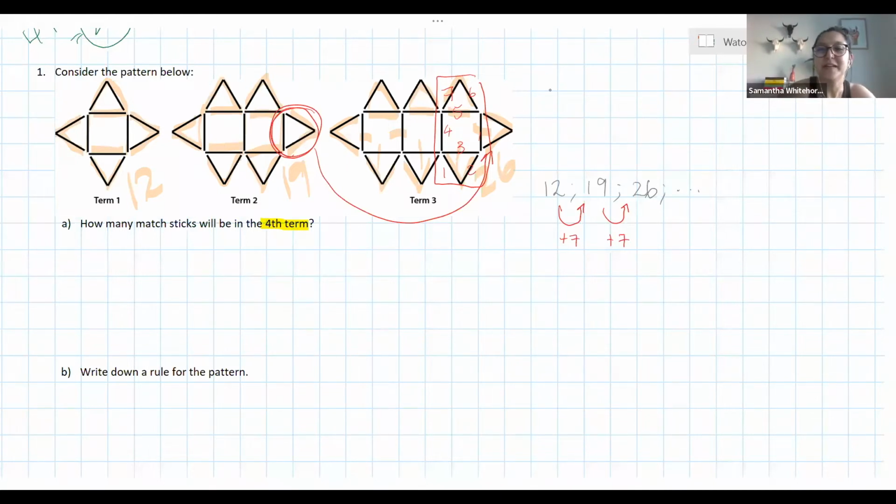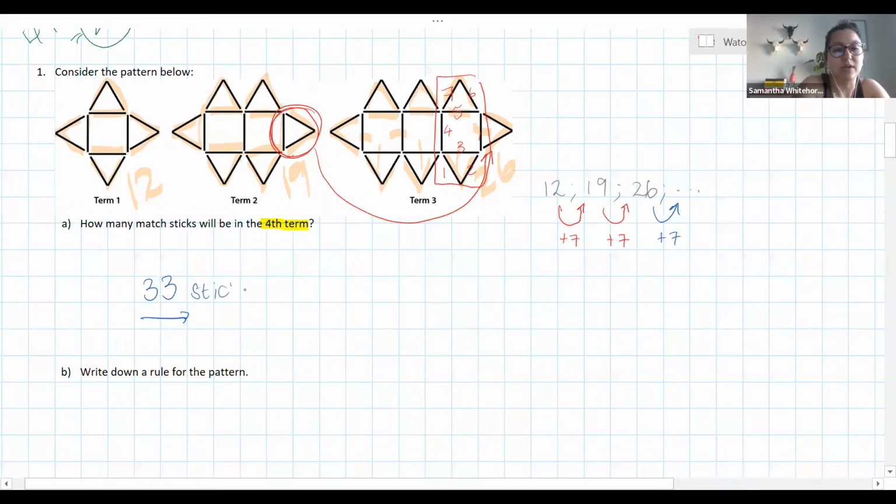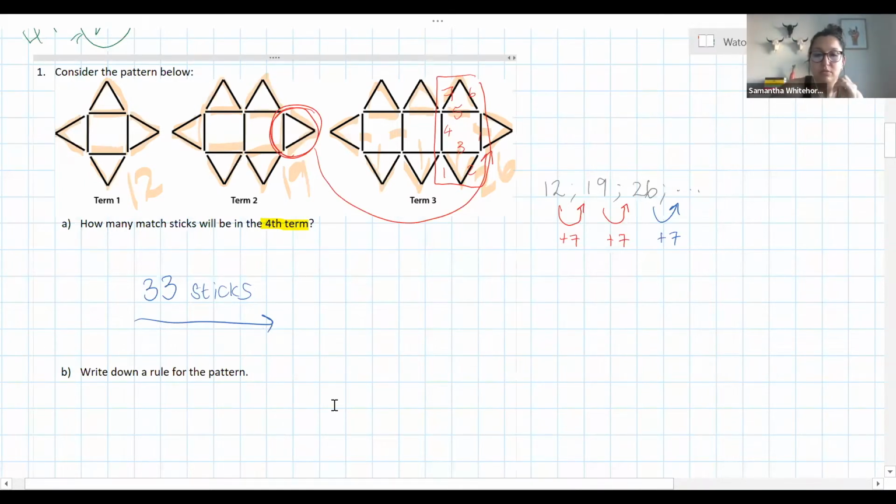Excellent. Well done. Okay, so guys, we know that because the third image had 26 sticks and we're adding 7 each time, we would just add another 7 in order to get the fourth term. And so there will be 33 sticks in my fourth term. Now, I know some of you like to write sticks or matchsticks in your answer. You can do that if you want, but honestly, 33 is fine. You don't need to write a whole long sentence for your answer.